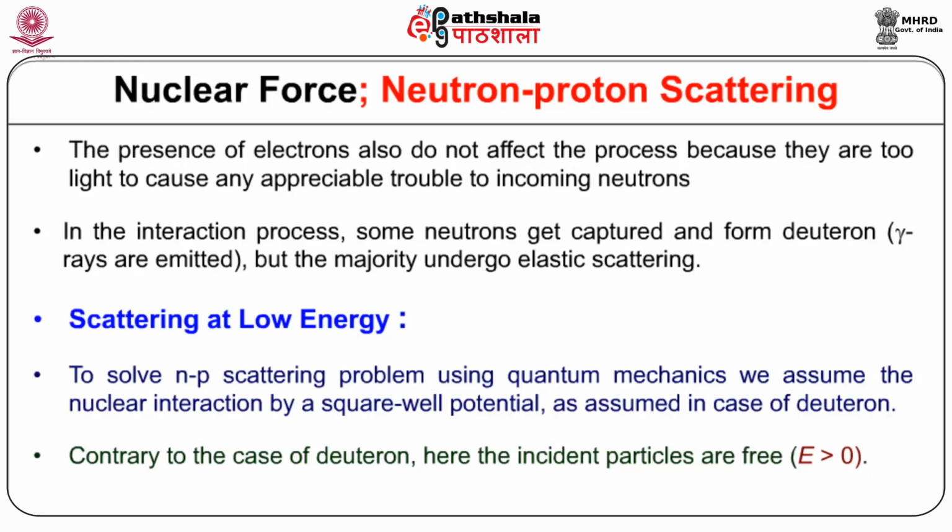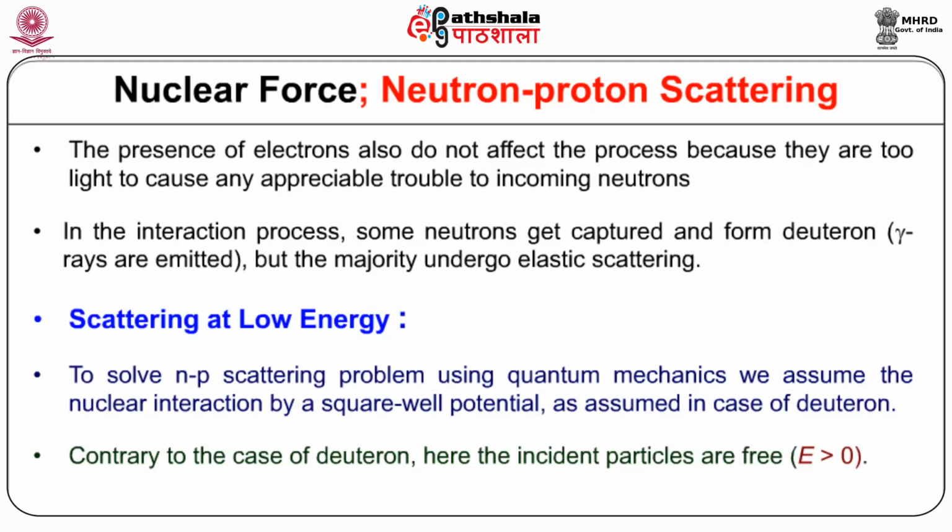Second thing, the neutrons are neutral and electrons are charged particles, so no interaction can happen between the neutrons and electrons. So the NP scattering is not affected by the presence of electrons. In the interaction process, some neutrons get captured and form deuteron, and gamma rays are emitted.